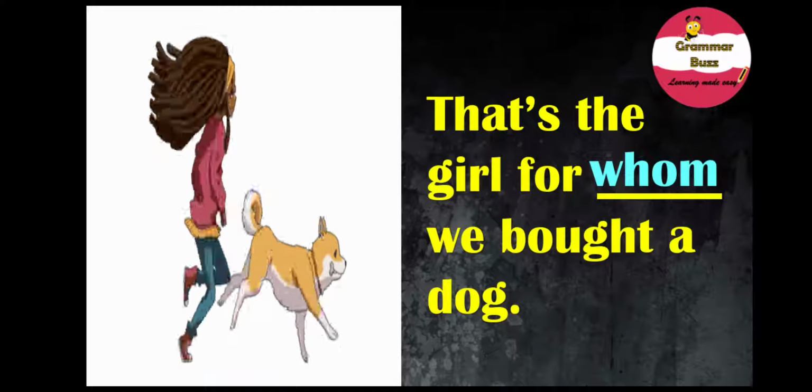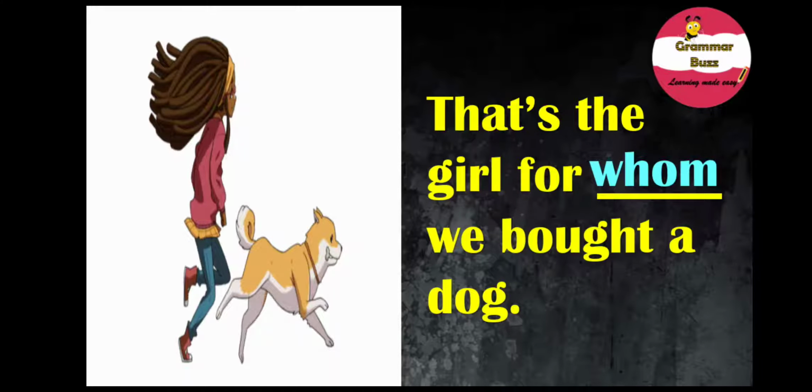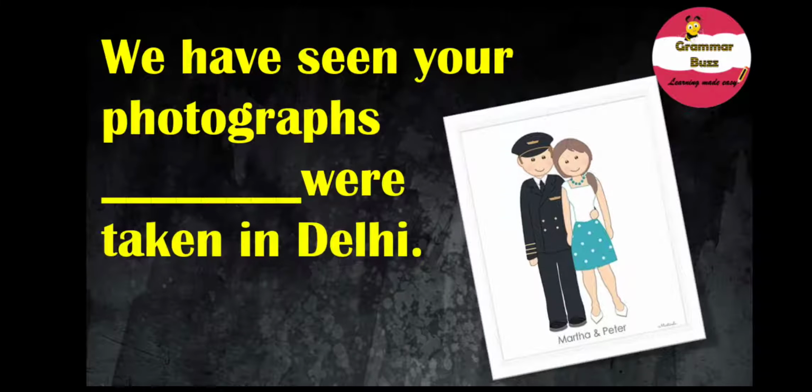Good job. And here goes our next sentence. We have seen your photographs dash were taken in Delhi. So what about this one? What is it? What could be the relative pronoun that you would use here? Well, you are so right. It is which. We have seen your photographs which were taken in Delhi.